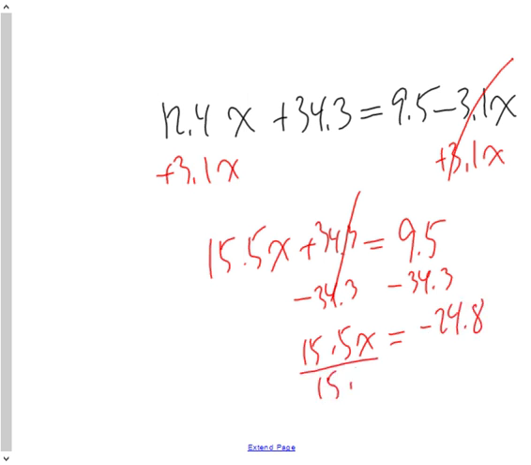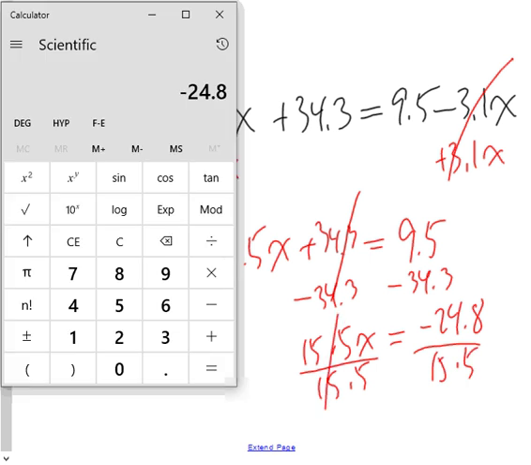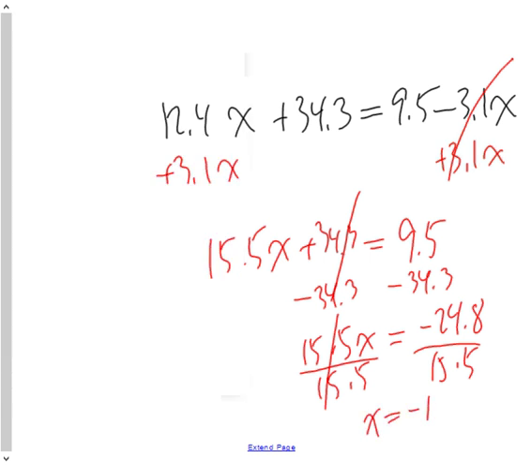Divide both sides by 15.5 to isolate, and Bob's your uncle. That number divided by 15.5 is x equals negative 1.6. Bob's Burgers.